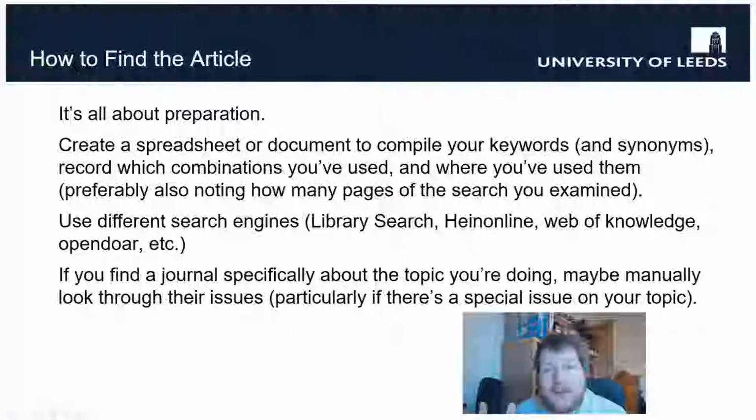So use those different search engines to find those different sources and make a note of which terms that you've used. You can use the same terms that you've used, say for example freedom of information. You could use that on library search, Hein Online, Web of Knowledge, and you'll get different results each time. But just make a note that you've tried that on those different search engines and how far you've gone in those searches.